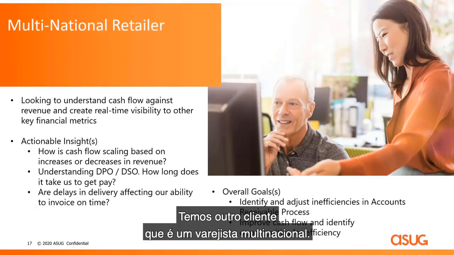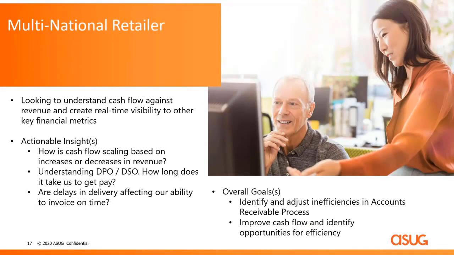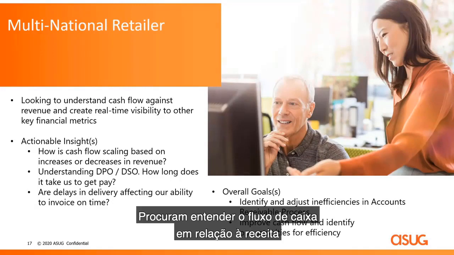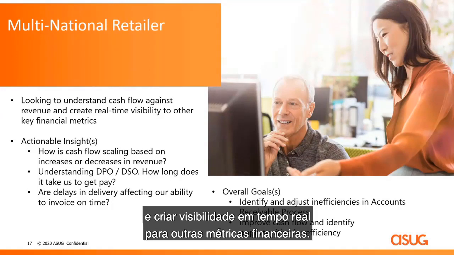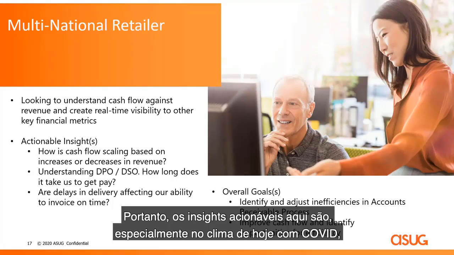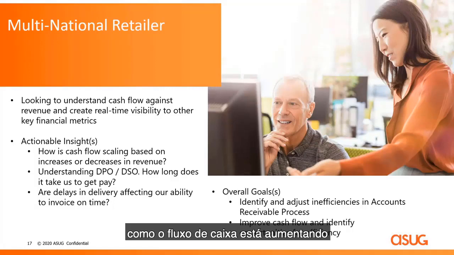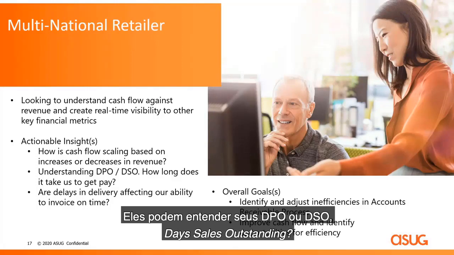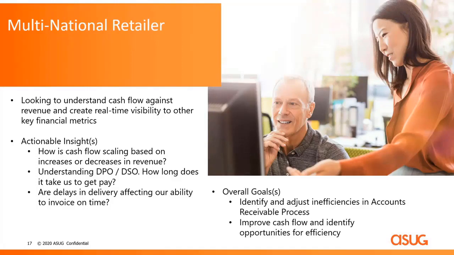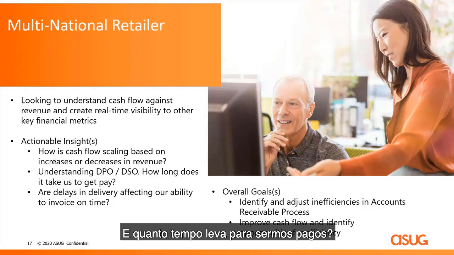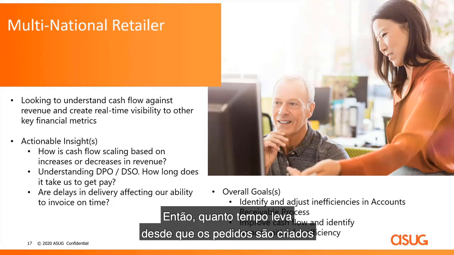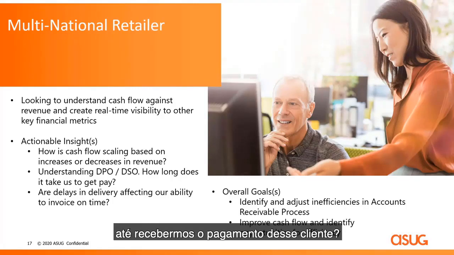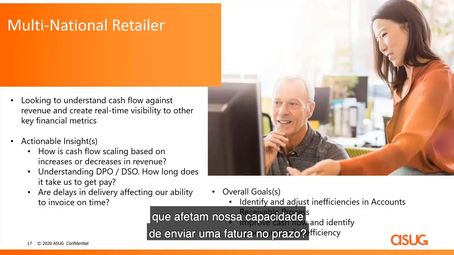We have another customer that's a multinational retailer. They're looking to understand cash flow against revenue and create real-time visibility to other key financial metrics. So the actionable insights here, especially in today's climate with COVID, are how is cash flow scaling based on increases or decreases in revenue? Can they understand their DPO or DSO, days sales outstanding, and how long does it take us to get paid? So how long does it take to get from when the order is created to when we receive payment from that customer? Are there delays in the delivery process that are affecting our ability to invoice on time?